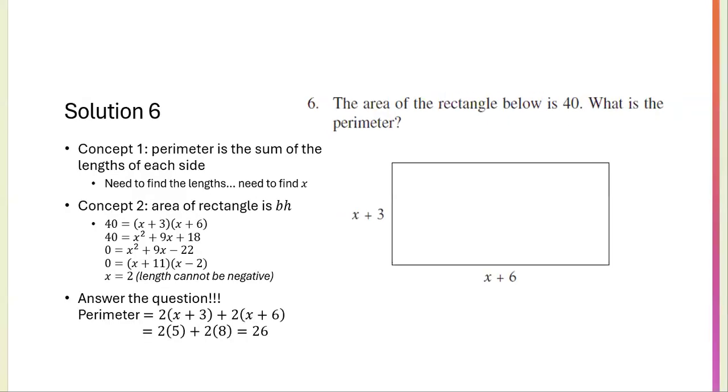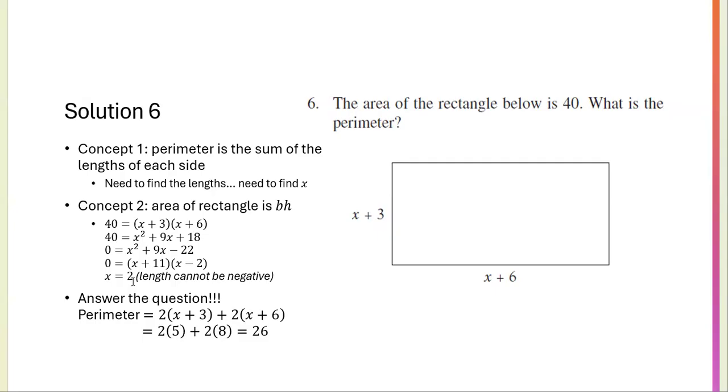It's a quadratic we can solve, and we can solve by factoring in this case. So I won't go through all the steps there, but we get two solutions. X is negative 11, or x is 2. Well, x cannot be negative 11 because we'll have negative lengths then, okay? So we only choose x as 2.